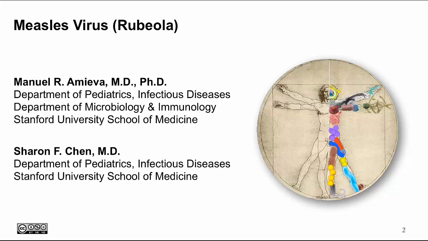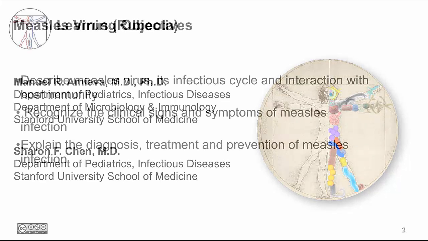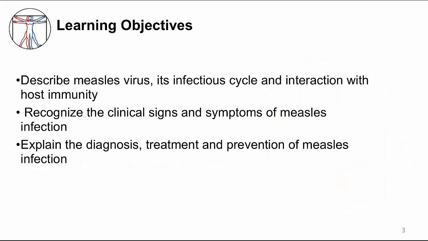This video is about measles virus, the clinical characteristics of measles infection, and its prevention with immunization. The learning objectives are to describe measles virus, its infection cycle and interaction with host immunity, to recognize the clinical signs and symptoms of measles infection, and to explain the diagnosis, treatment, and prevention of measles infection.